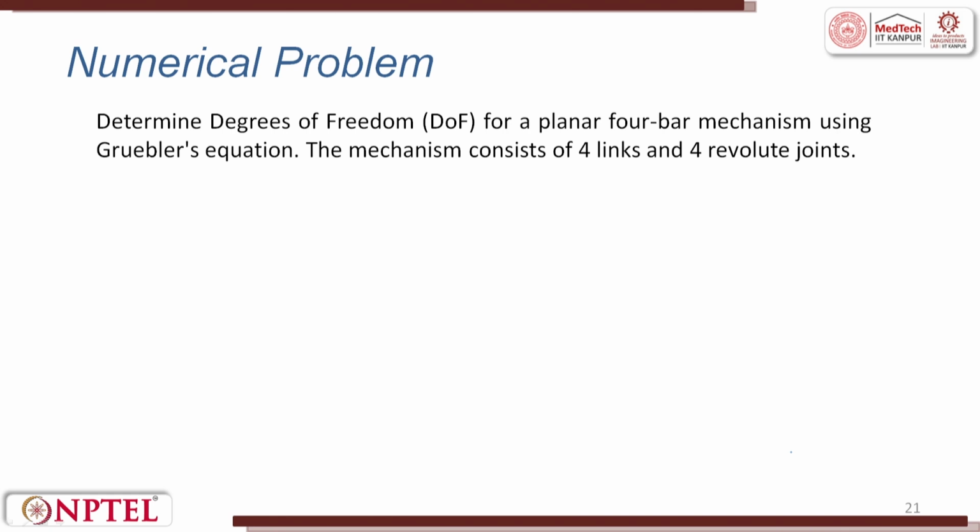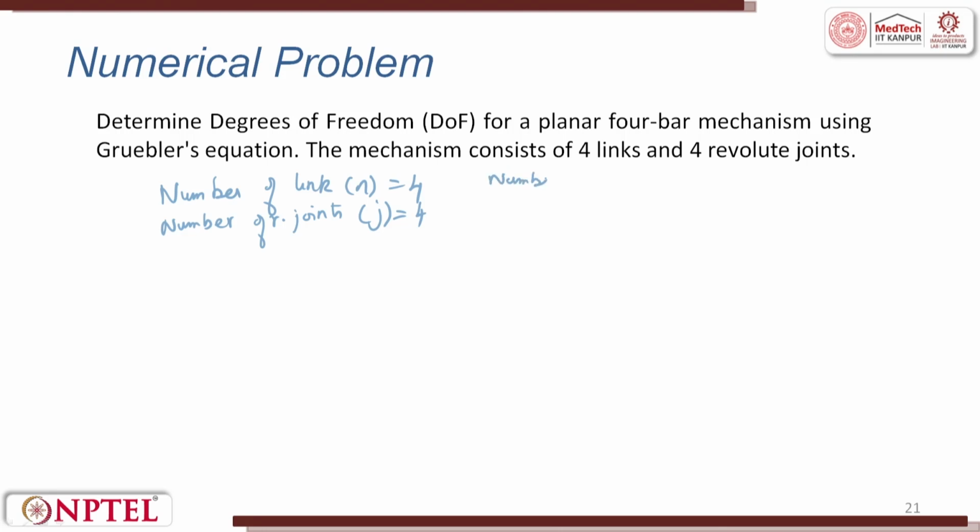Now, let us try to figure out the degrees of freedom for a planar 4-bar mechanism using Euler's equation. The mechanism consists of 4 links and 4 revolute joints. So, number of links n equal to 4. Number of joints, revolute joints, j equal to 4. Okay.